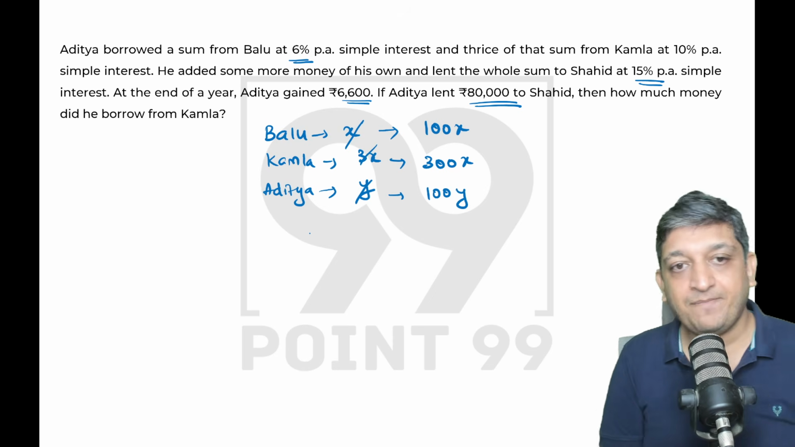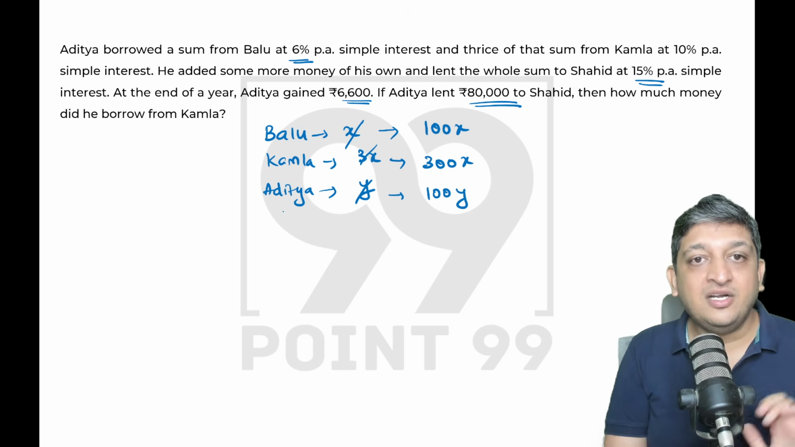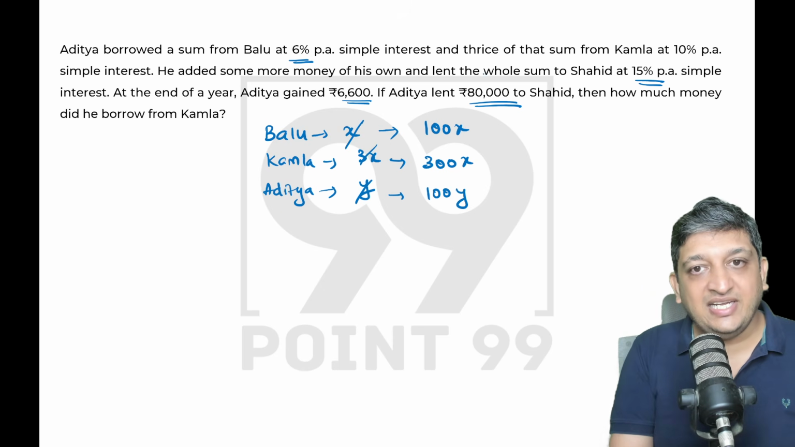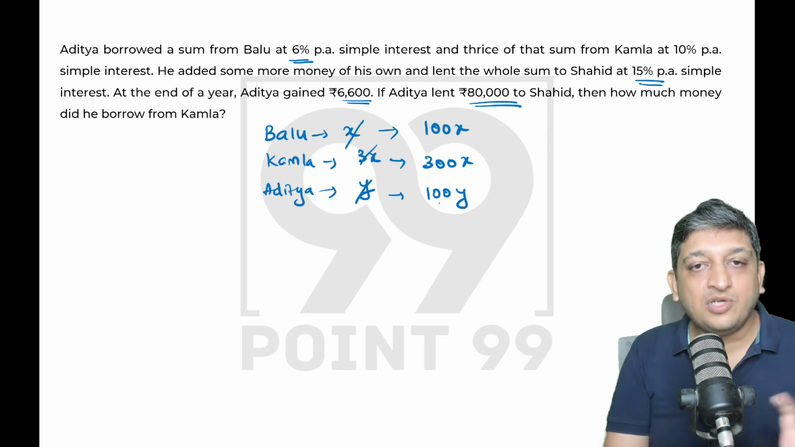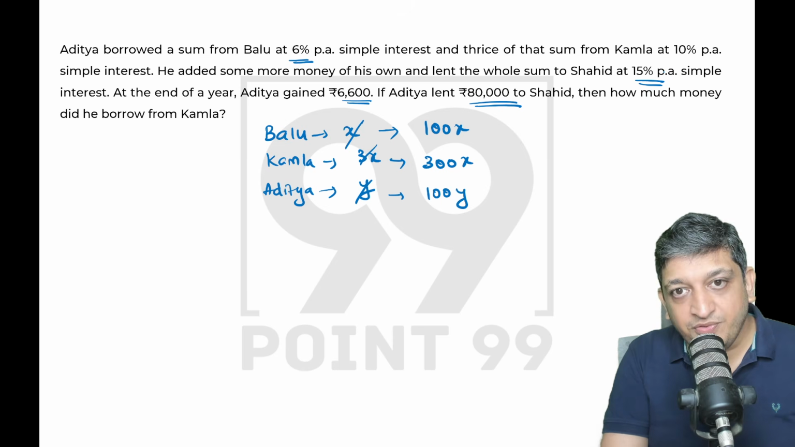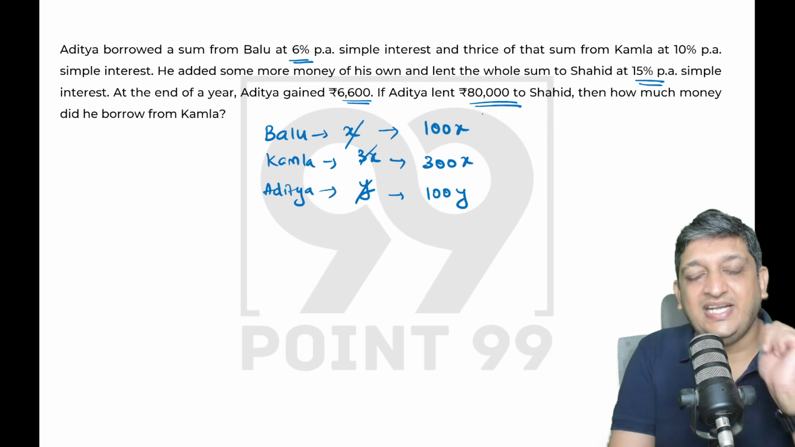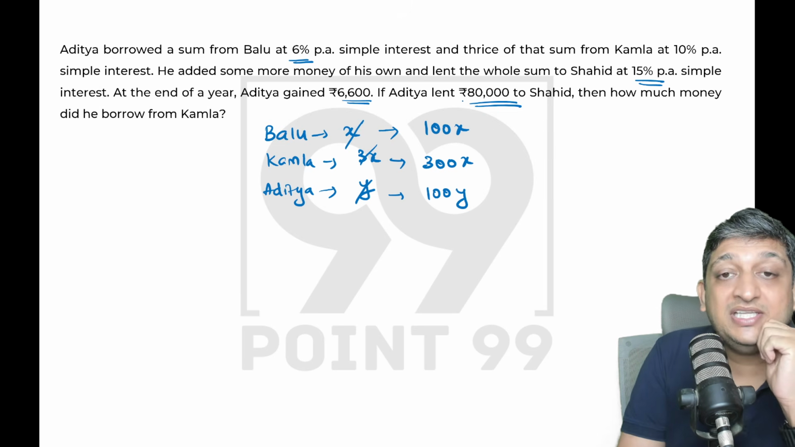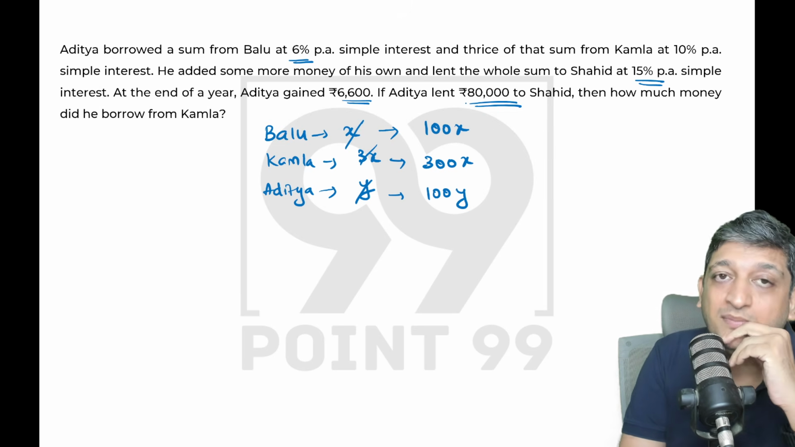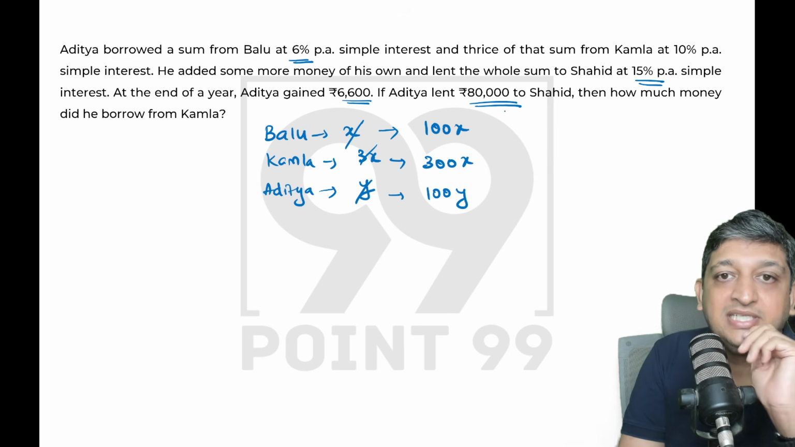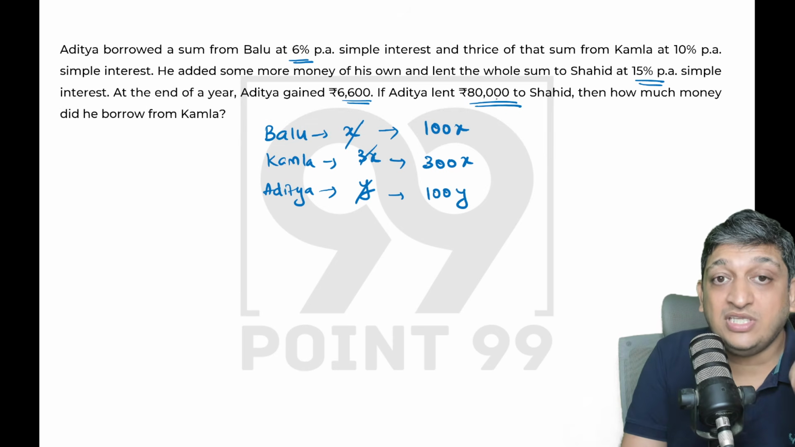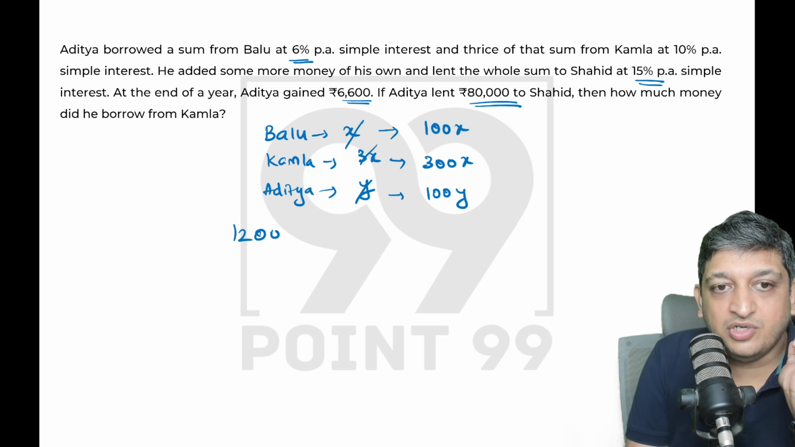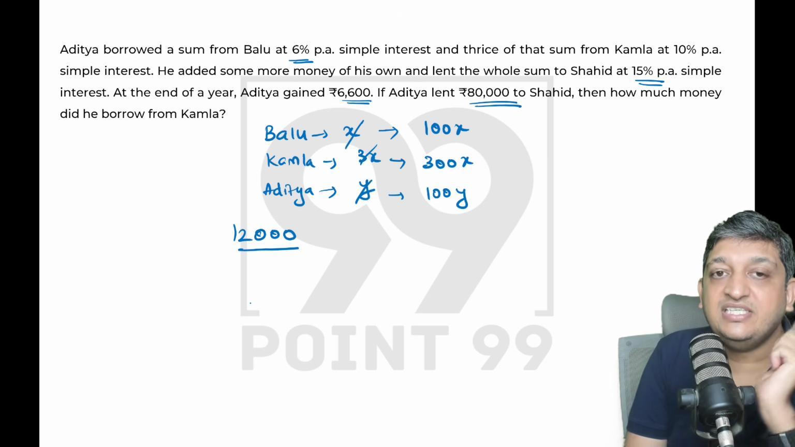Now, understand something. How much would Aditya have earned, right? Aditya lent 80,000 rupees to Shahid. So how much money would Aditya have got out of Shahid? Shahid would have paid him 15% simple interest. So what is the money that Aditya would have got at the end of the year from Shahid? He would have got 15% of 80,000, or 8,000 plus 4,000, that is 12,000. So 12,000 is what Aditya received.